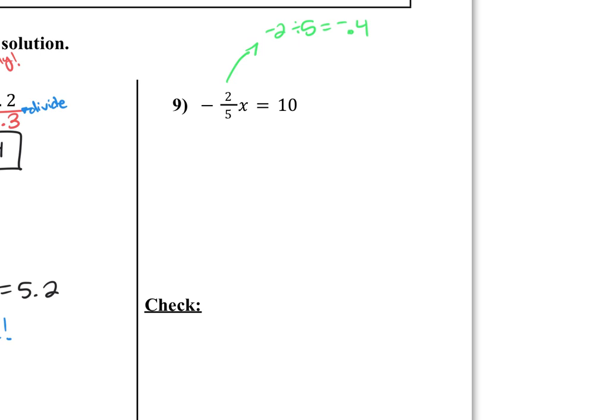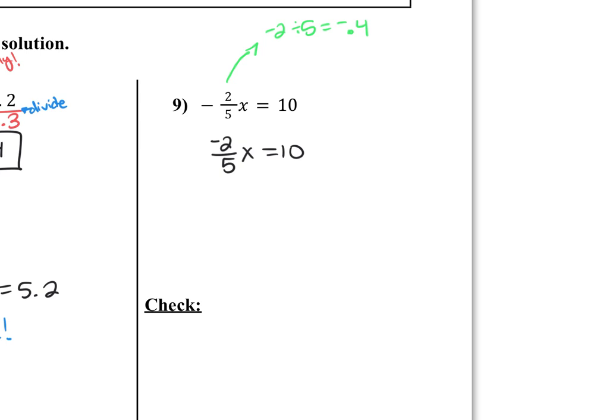So I'm going to float my negative to the top this time, okay? So I have negative 2 divided by 5 times x equals 10. Now, again, the negative could be out here, it could be down with the 5, or it could float up. It doesn't matter where you put it, as long as you're not putting extra negatives, you're fine, okay? It had one negative, I still have one negative, I just floated it up.